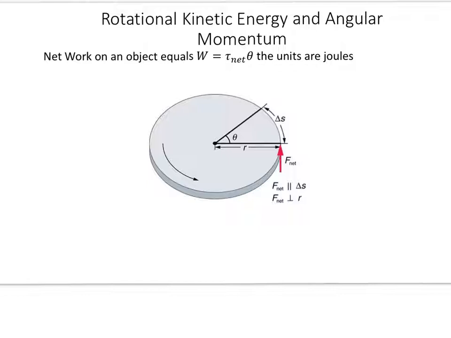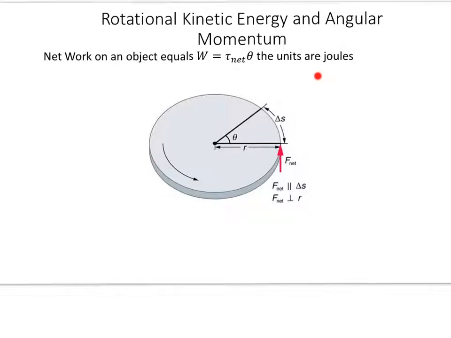acts. So you can see on this diagram here, this is a disk. We've got a force here, a net force that's acting perpendicular to the radius, and this force exerts a torque because it's a distance here from the center, and it exerts it over, causing the disk to rotate through this angle theta. So the work that would be computed would be the magnitude of the torque times whatever this angle was.